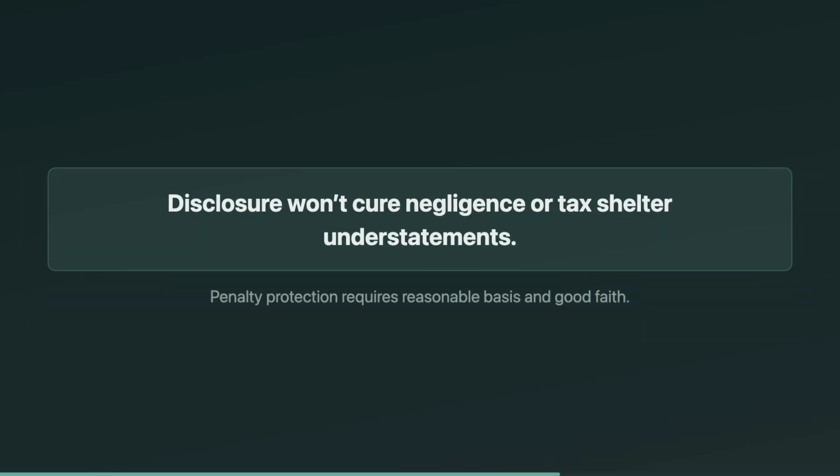Disclosure also has hard limits. Form 8275 cannot protect you from the accuracy-related penalty tied to negligence. It also can't protect you from penalties for disregarding regulations. Again, that's why 8275R exists, and even then, disclosure doesn't bless a reckless position. And disclosure doesn't fix tax shelter problems, especially substantial understatements on tax shelter items. Bottom line, disclosure helps reasonable positions, not bad behavior.